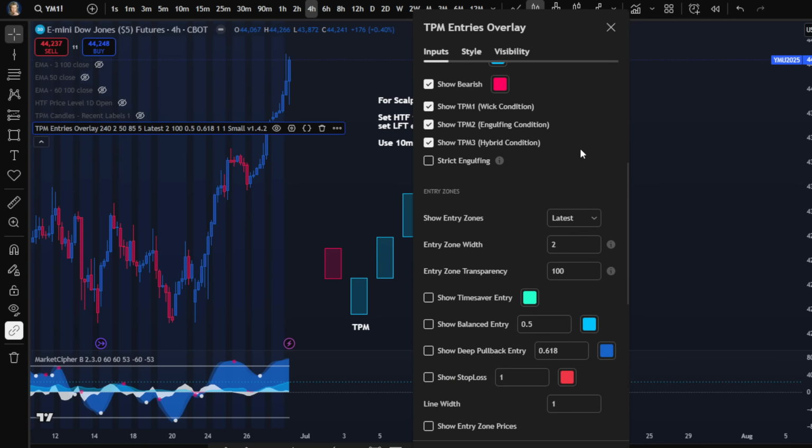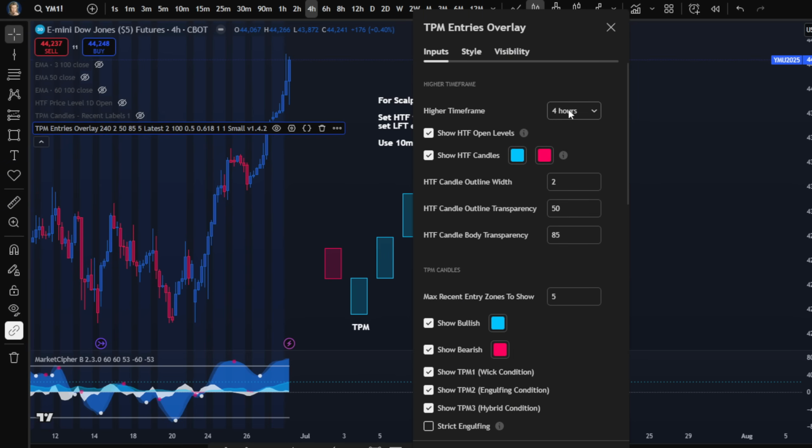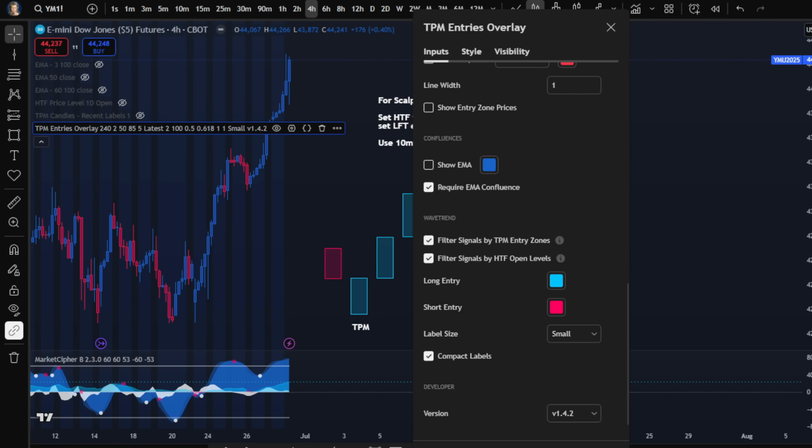And then on the way down, I've just removed the fib entries from the indicator. At the moment, I'm only looking for consecutive candles on the second and the third higher time frame candle. So 4-hour time frame confirms a TPM, and I'm looking for entries on the second and the third candle only. That's currently how I have it set up.